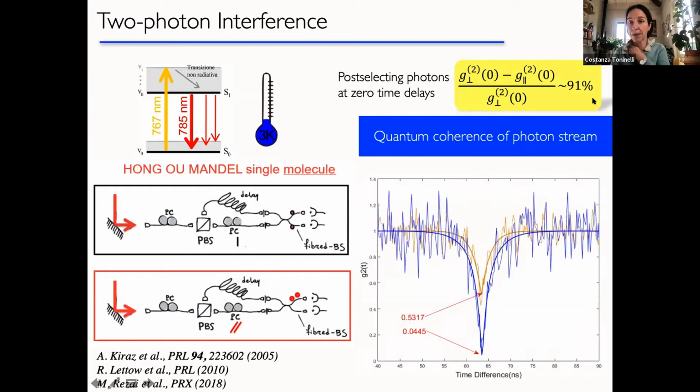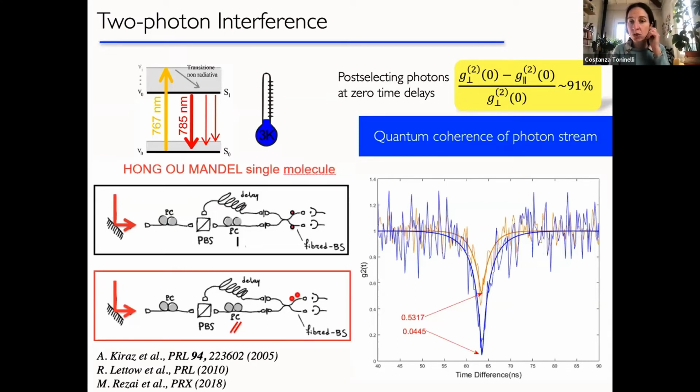This is the first experiment we did, and that was done in CW excitation, which is actually a bit easier. And you see here the visibility figure of merit, in which we compare the G2 at zero for orthogonal and parallel polarization. For two single photon sources, we expected a G2 at zero of 0.5 if you don't have interference. If you do have interference, this curve is brought down to zero. And this has a visibility of 91%, just looking at zero. But we're not happy with that.